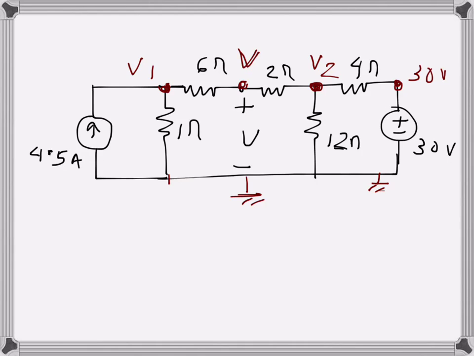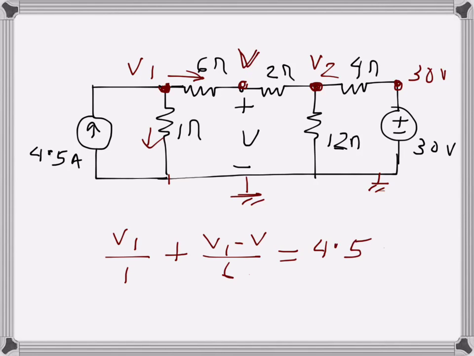I will write the leaving currents as positive and the entering currents on the right hand side. Let's do that. So leaving current, this one, let's call it leaving here. So V1 over 1, then the current that goes in this direction will be V1 minus V over 6, and the entering current on the right hand side, which is 4.5. So I have it like this.